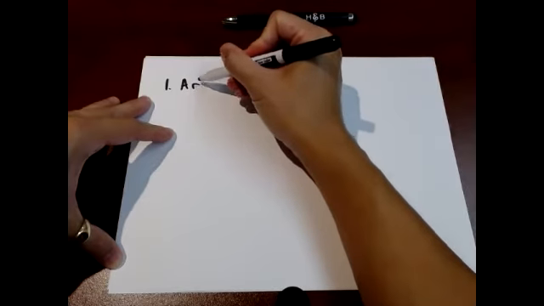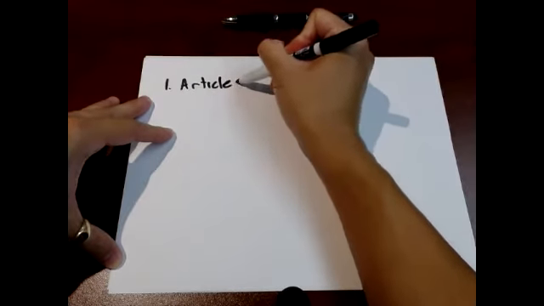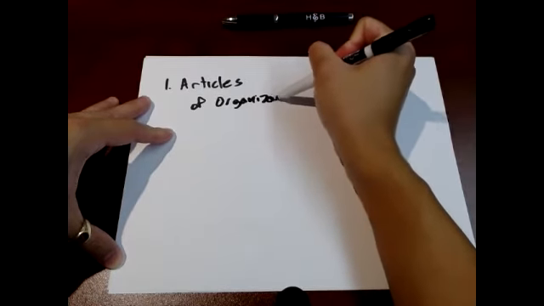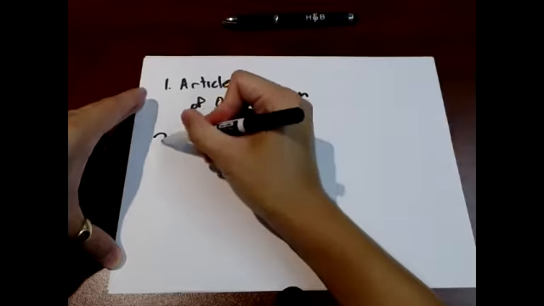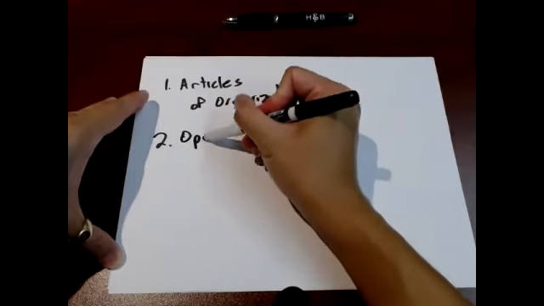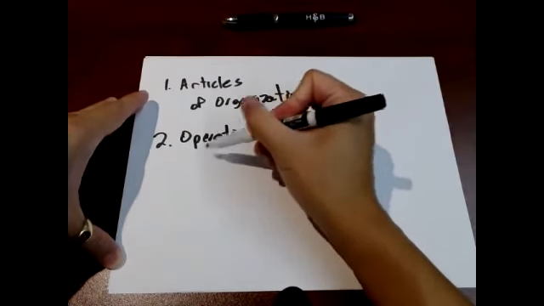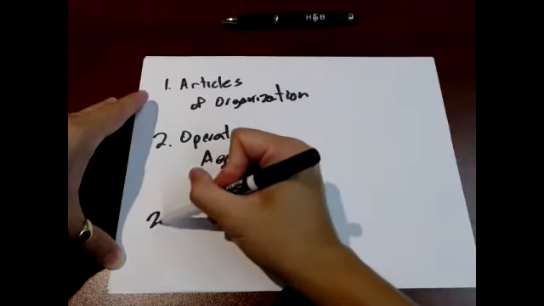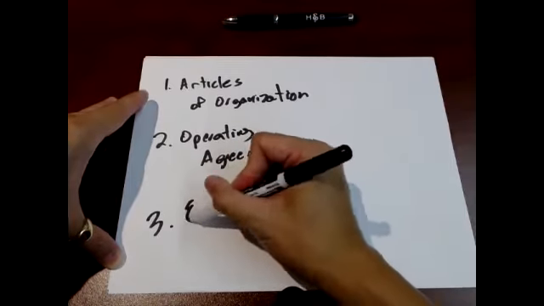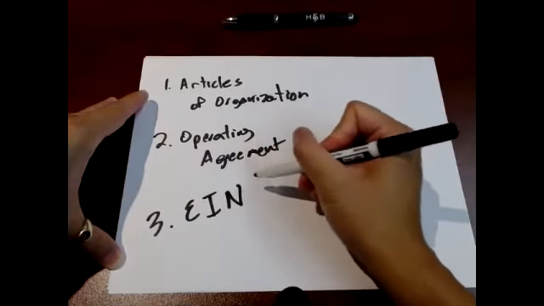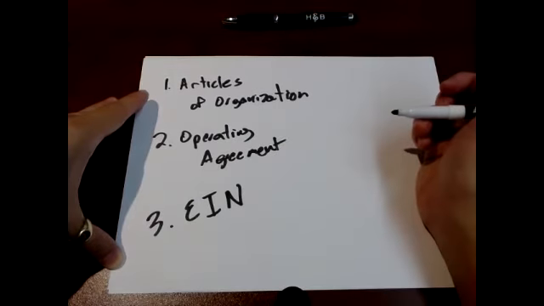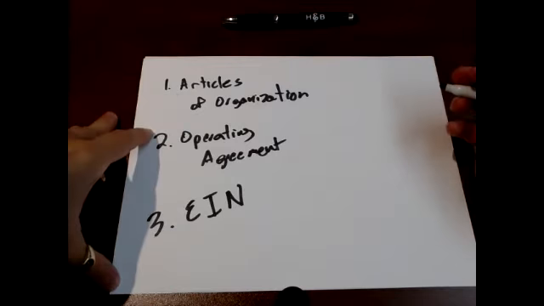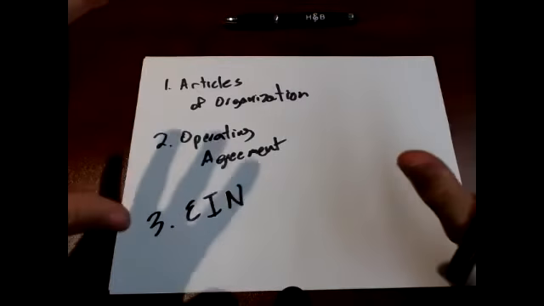One is the articles of organization. The other one is an operating agreement. And the third one is the Employment Identification Number, or EIN for short. These three things are critical as they help you organize, register, and start your LLC.